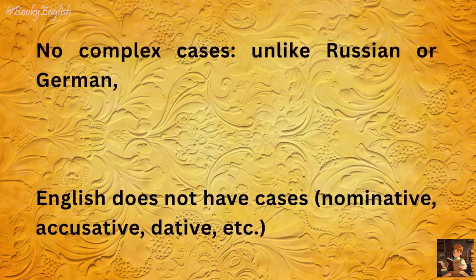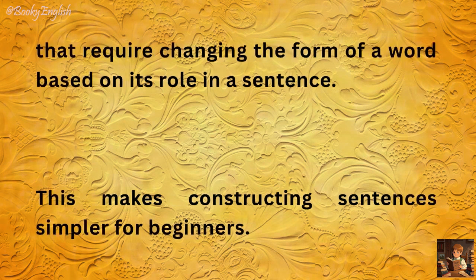No complex cases. Unlike Russian or German, English does not have cases, nominative, accusative, dative, etc., that require changing the form of a word based on its role in a sentence. This makes constructing sentences simpler for beginners.